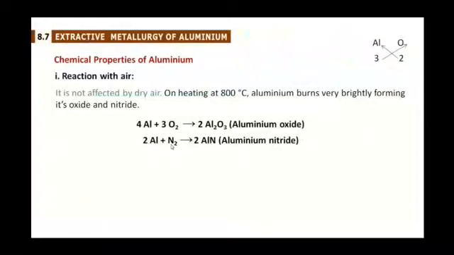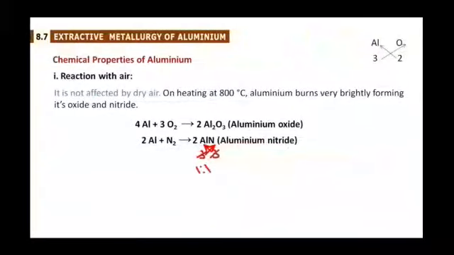Next, when aluminium is heated with nitrogen gas, we will be getting aluminium nitride. Aluminium, Al, plus nitrogen, N2, will give Al(N). The valency of aluminium is 3 and the valency of nitrogen is also 3. When you cross multiply, you will be getting Al3N3. By taking the simple ratio, you will be getting 1:1. That's why it is given as Al(N).